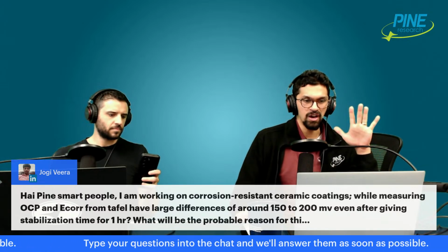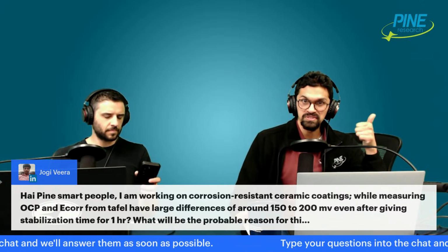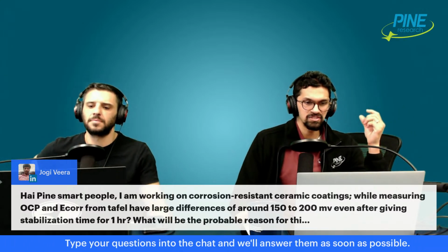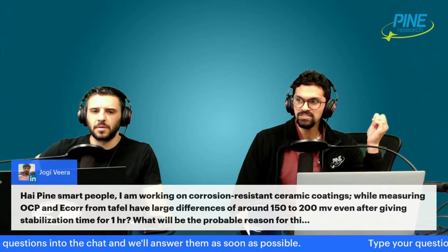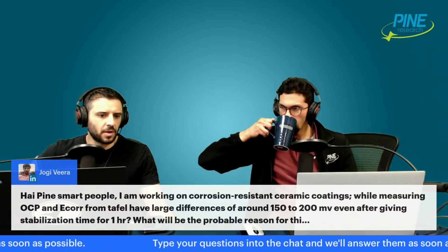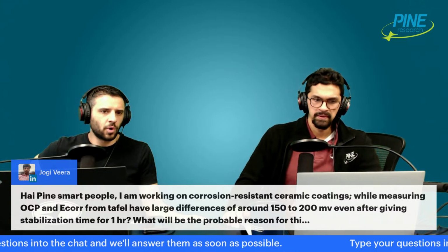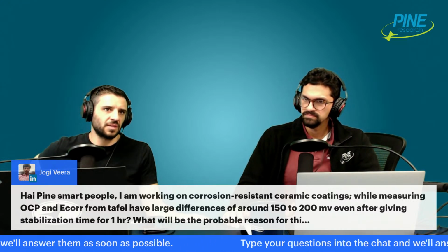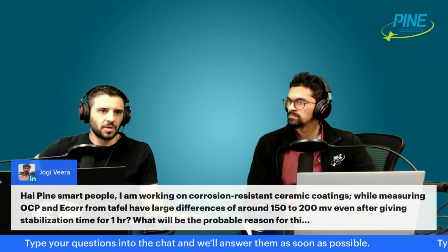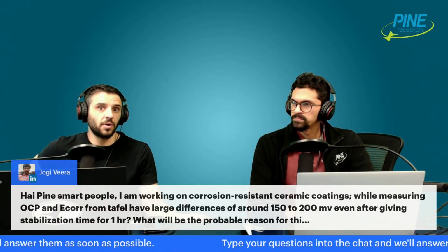So that's my thought, but without knowing everything about your system, what's the reference electrode you're using, what's the solution itself, your counter electrode, it's hard to tell exactly. But I think the point that you made before was probably the heart of the answer: we're accustomed to thinking of the OCP and Ecorr as being the same, but Ecorr is the corrosion potential, and it doesn't necessarily equal the OCP.